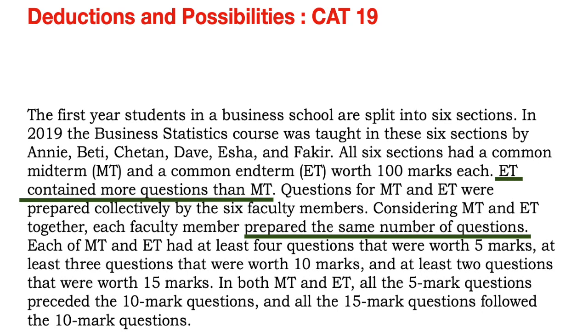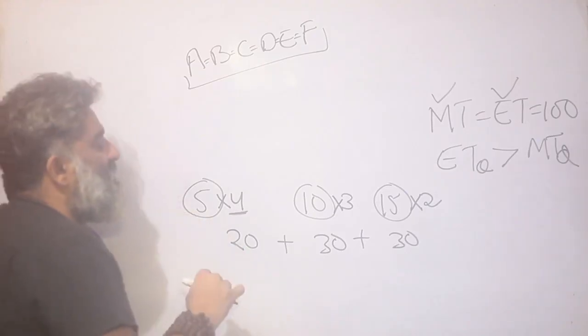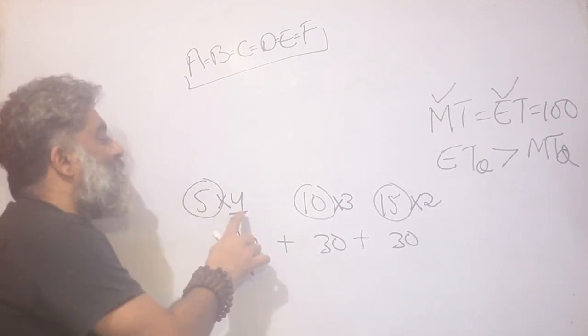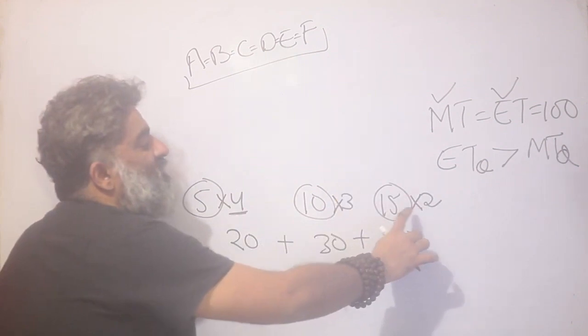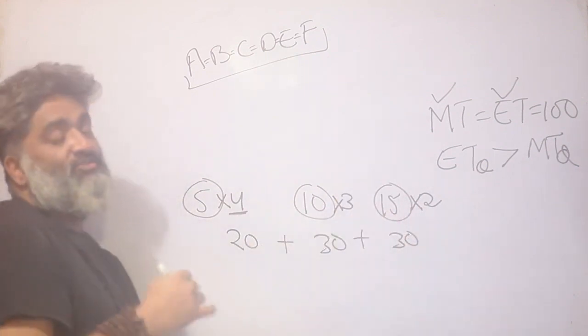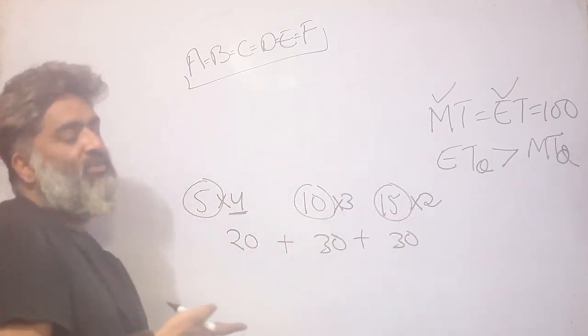It is also given to me that the number of questions in the end term is greater than the number of questions in the midterm. Moreover, it was also given to me that there are at least 4 questions of the 5 marks per question category, that there are at least 3 questions of the 10 marks per question category, and there are at least 2 questions of the 15 marks per question category. So this was my basic starting framework of the story.